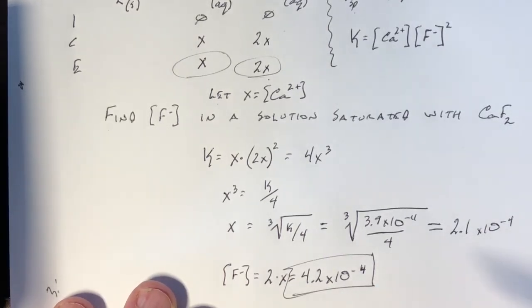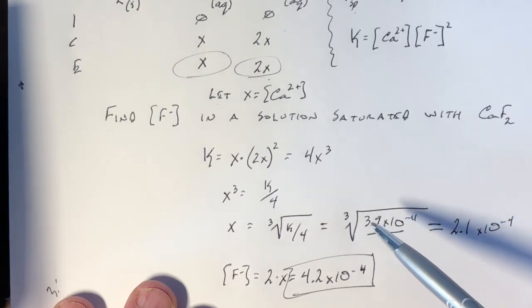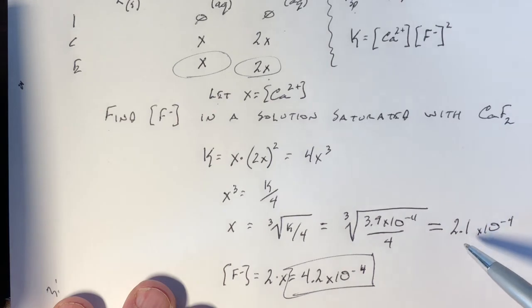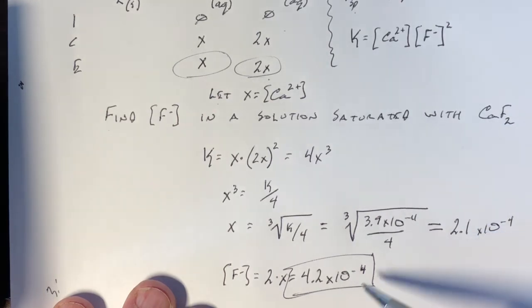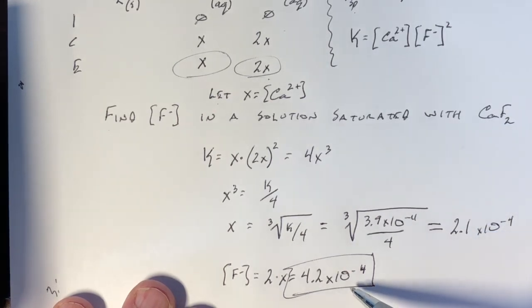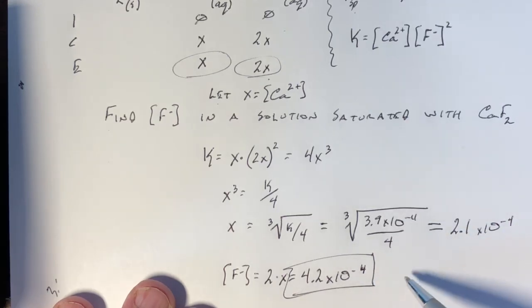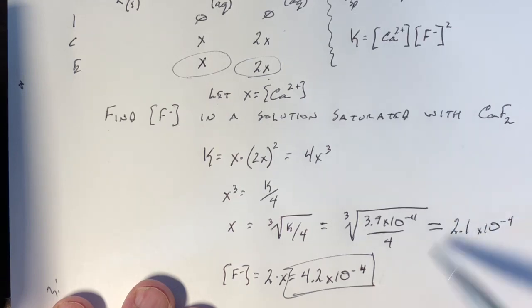All right, so just for perspective again. The concentration of calcium would be the X, that's 2.1 times 10 to the minus 4. The concentration of fluoride is twice that. We have a neutral solution because the calcium, of course, has a +2 charge on it. The fluoride has a -1 charge, but there are twice as many fluorides, so it all works out.